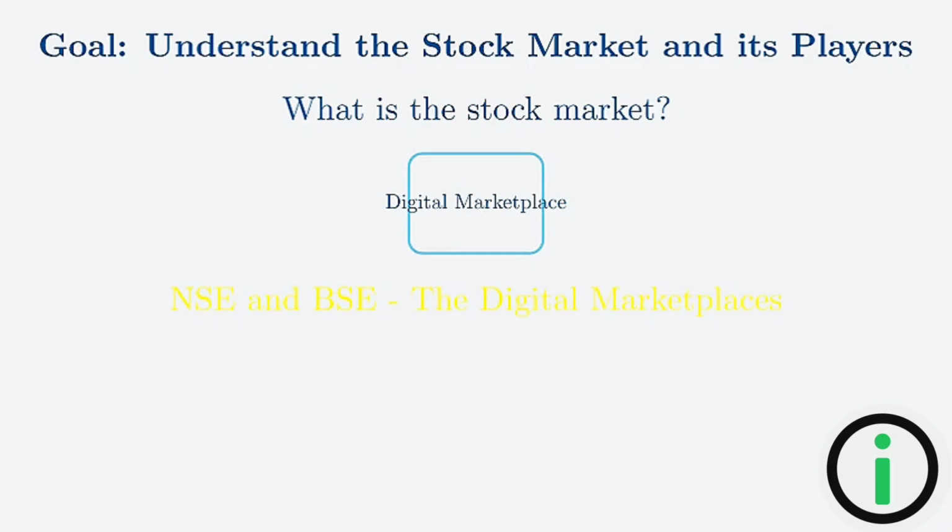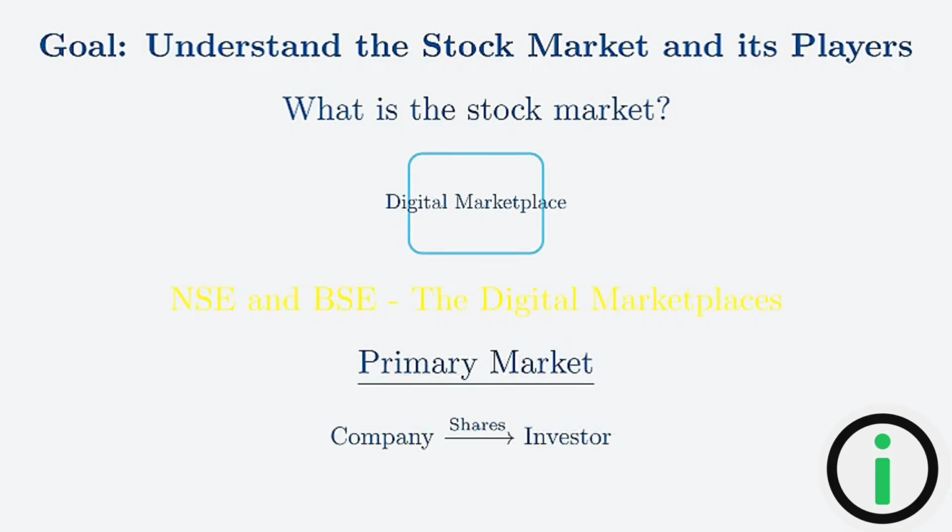Now, there are two stages to this market. First, the primary market. This is where a company sells its shares to the public for the very first time through an initial public offering, or IPO. At this stage, the money goes directly from the investors to the company to help it grow.